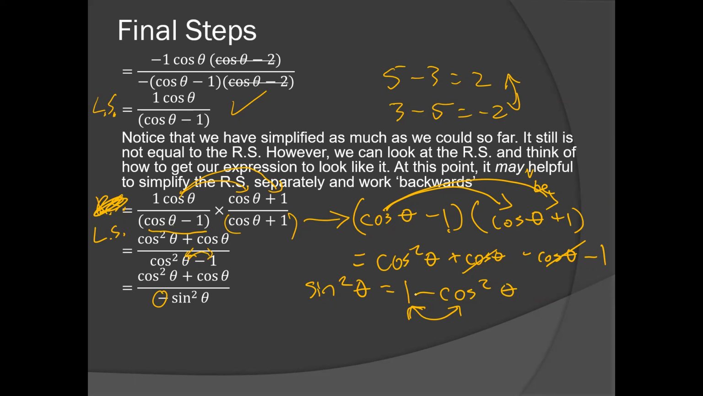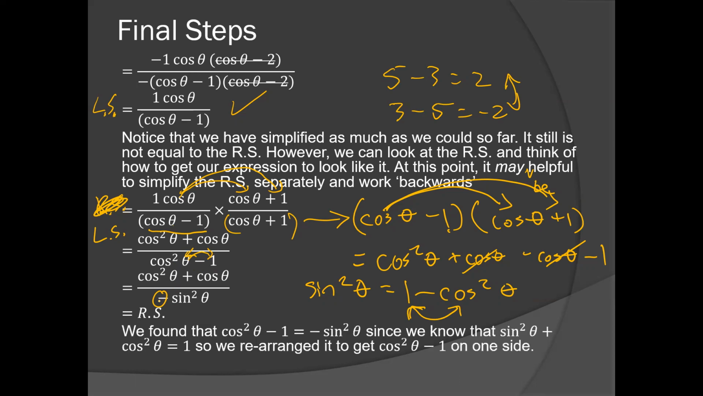I notice that cos squared theta minus 1 is the same as 1 minus cos squared theta, except that the sign is different. So I put a negative sign in front. And then we notice that that is equal to the right-hand side. And now we are fully done. So we notice that cos squared theta minus 1 is equal to negative sine squared theta. So this is a really tough one. Don't stress about this. I don't think I'll put something like this on the test.